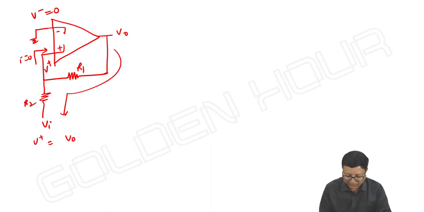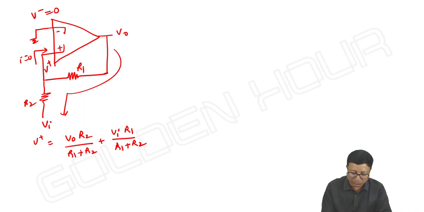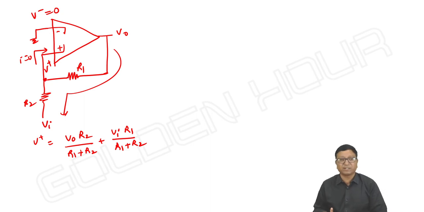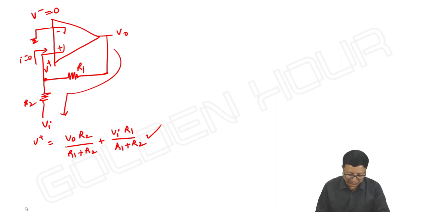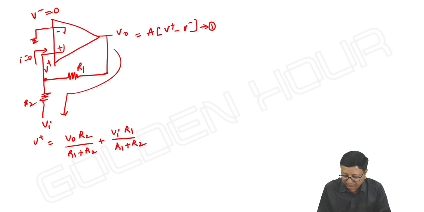V plus is equal to V output into R2 by R1 plus R2, plus V input into R1 by R1 plus R2. If you want, you can apply superposition, or take the node equation here; we get the same result. The only concern is earlier I wrote V minus is equal to this, now I'm writing V plus is given by this equation, nothing else. Now we have the two equations, that is A into V plus minus V minus. Let me take it as equation 1 and this one as equation 2.